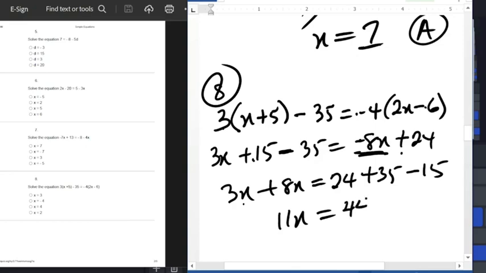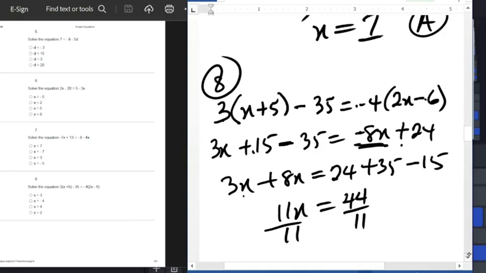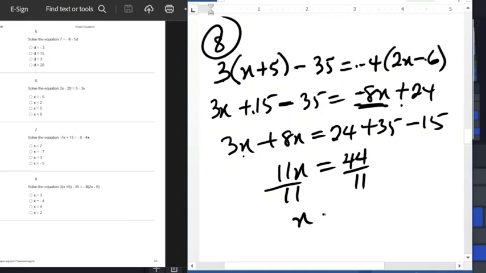This gives us 44. So divide both sides by what? 11. So that means x equals to 4. Is this very clear?